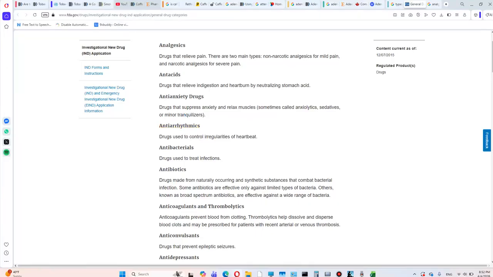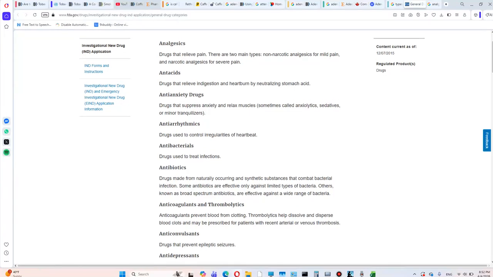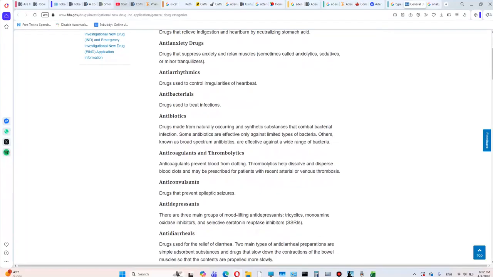Antiarrhythmics, drugs used to control irregularities of heartbeat. Antibacterials, drugs used to treat infections. Antibiotics, drugs made from naturally occurring and synthetic substances that combat bacterial infection. Some antibiotics are effective only against limited types of bacteria. Others, known as broad-spectrum antibiotics, are effective against a wide range of bacteria.